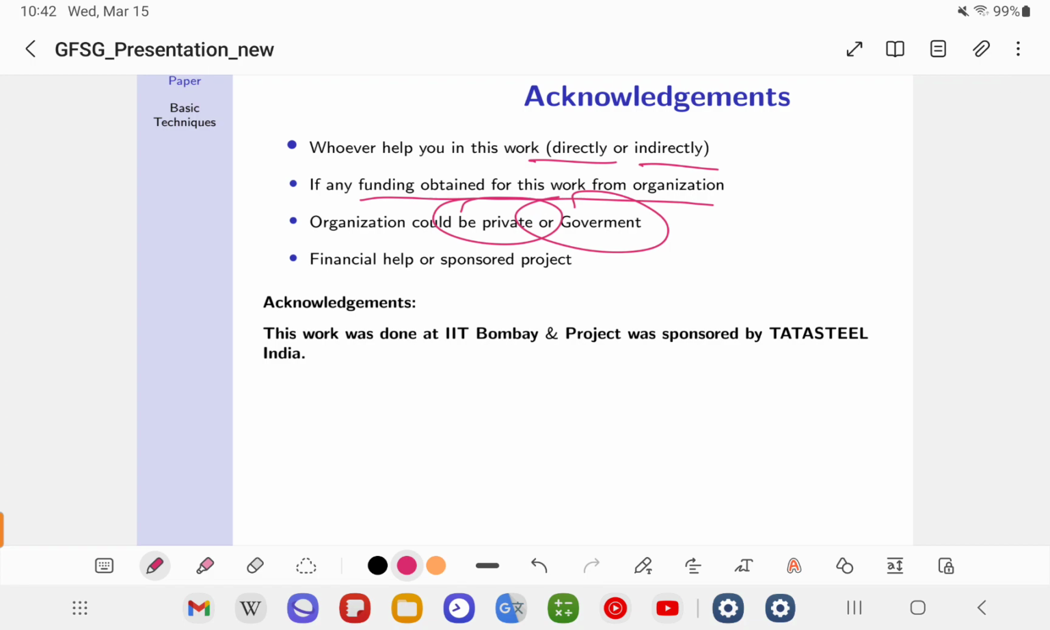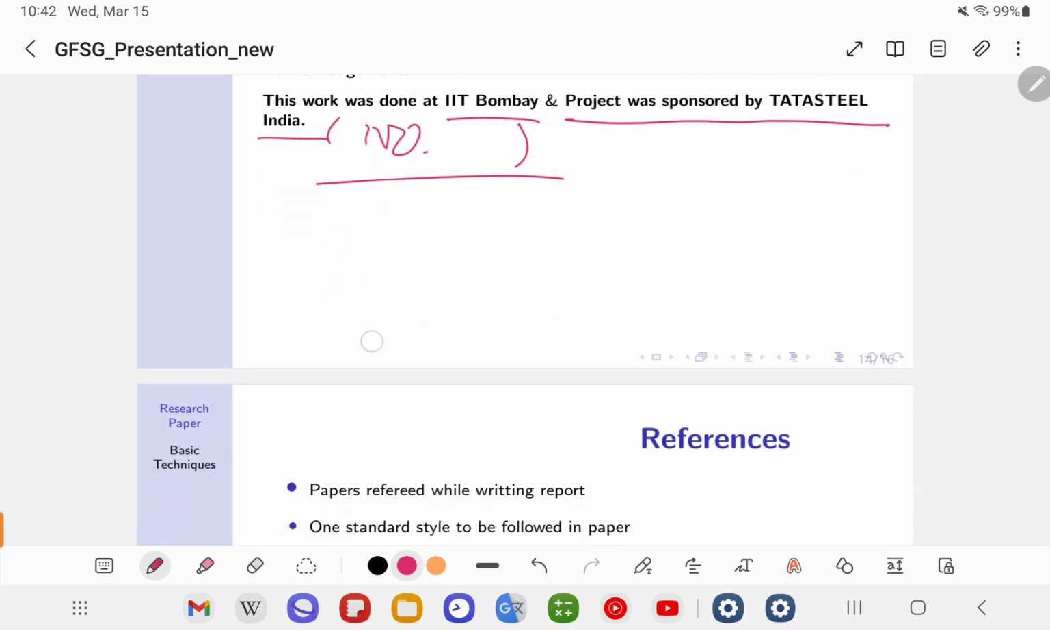So for example, when I did my PhD, the work was sponsored by Tata Steel. So you can see the line, this work was done at IIT Bombay and the project was funded by Tata Steel. You can mention even the project number for more detail. So this is very important.